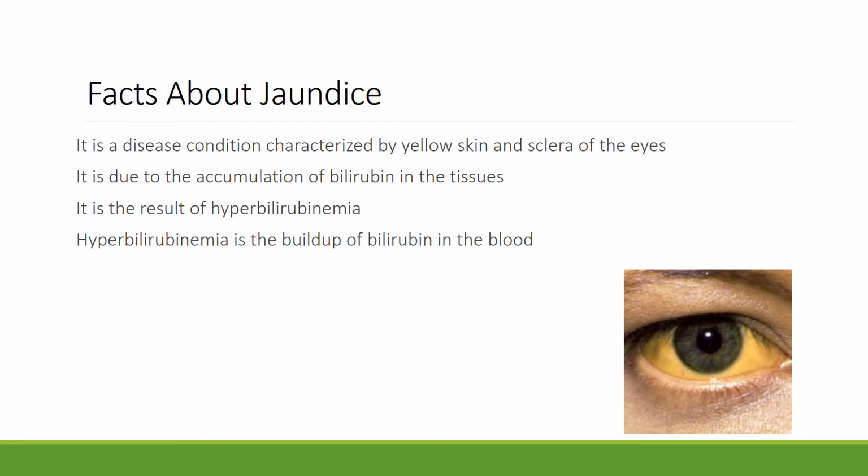Jaundice is a disease condition characterized by yellow skin and the yellow sclera of the eyes. That's the part of the eye that's normally white. It's due to the accumulation of bilirubin in these tissues. Although bilirubin can accumulate other places, these are the two most common. It's a result of hyperbilirubinemia. Again, hyper means more, bilirubin refers to the bilirubin pigment, and emia refers to the blood. Hyperbilirubinemia is the buildup of bilirubin in the blood.